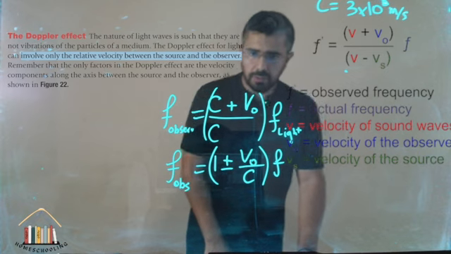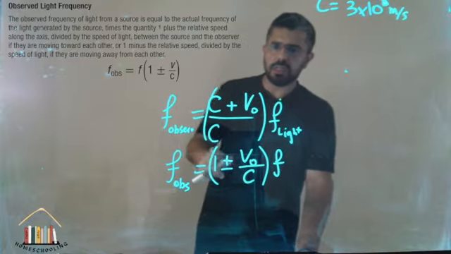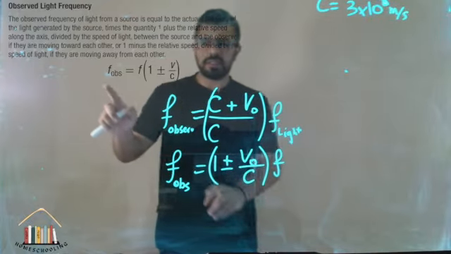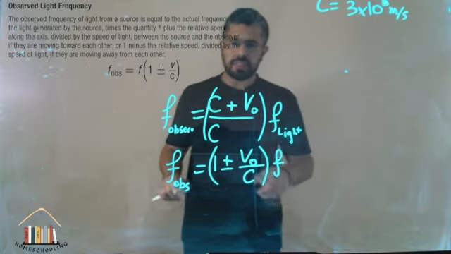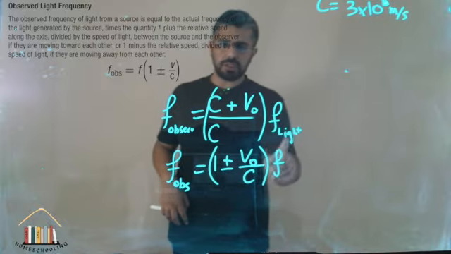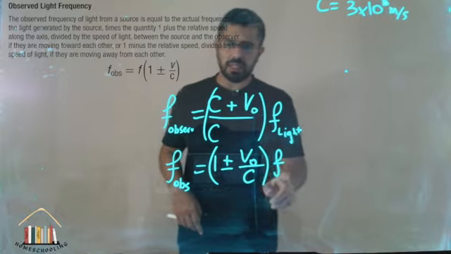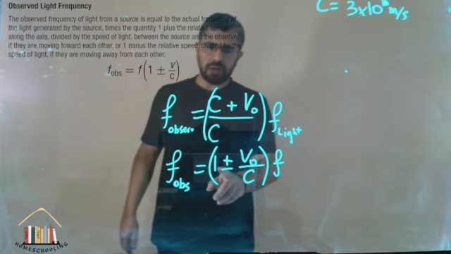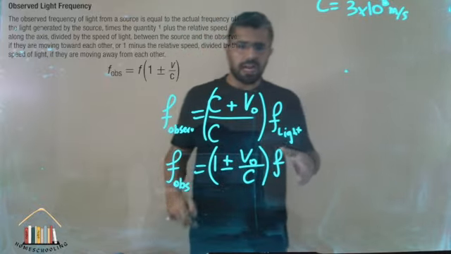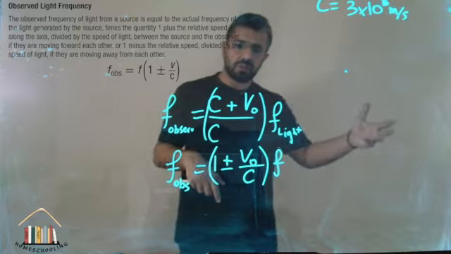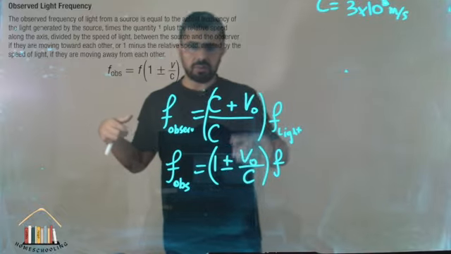We continue. Let's look at this equation here. It's similar to this one. This is the Doppler effect in the case of light. So f of the observer is equal to the frequency of the light, initially, multiplied by a factor of 1 plus or minus. Again, it depends whether I'm going forward toward the source of light or going away from it. That's what we mean by plus or minus.